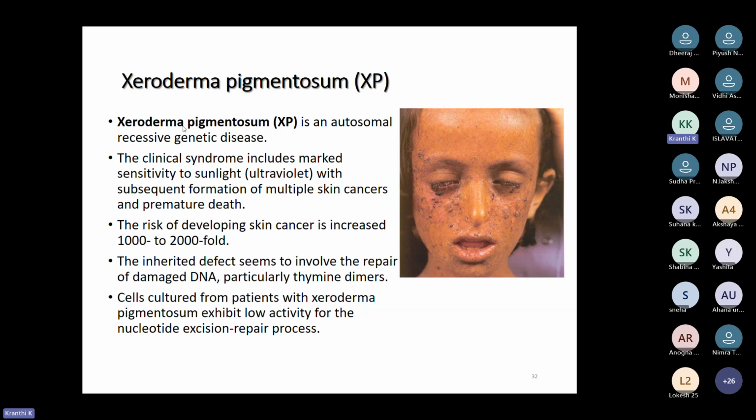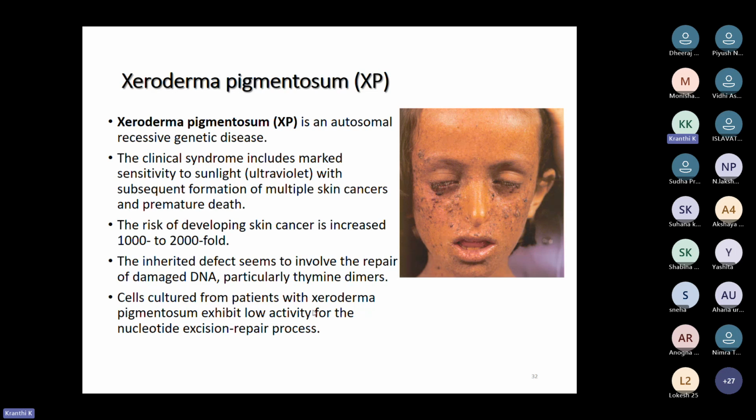Okay, so xeroderma pigmentosum is an autosomal recessive genetic disease. The clinical syndrome includes marked sensitivity to sunlight with subsequent formation of multiple skin cancers and premature death. The risk of developing skin cancer is increased 1,000 to 2,000 times. The inherited defect seems to involve the repair of damaged DNA, particularly thymine dimers.